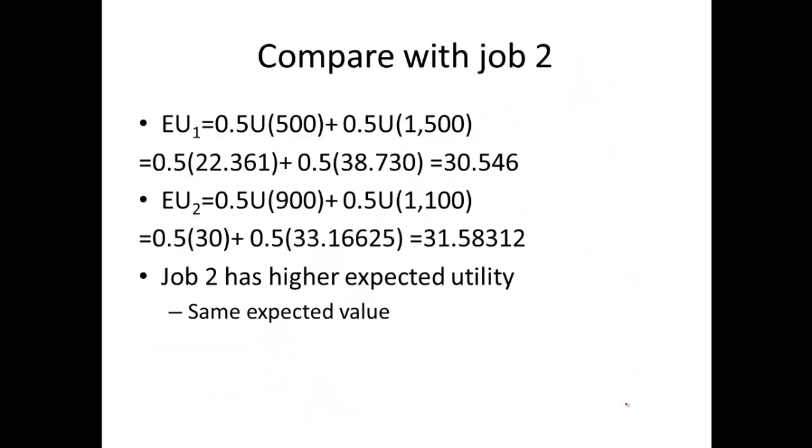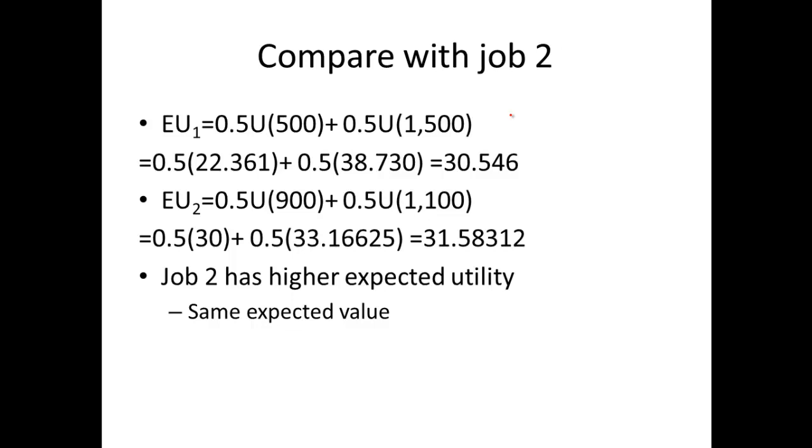Let's compare this with job 2. Now, even before we do any calculation, let's think about how this is going to play out. Job 2 has the same expected value as job 1, but it has less risk, because it's only got these two possibilities, 900 and 1,100. So, do we think the expected utility would be higher or lower here? Well, it certainly ought to be higher, because the individual's not facing as much risk.